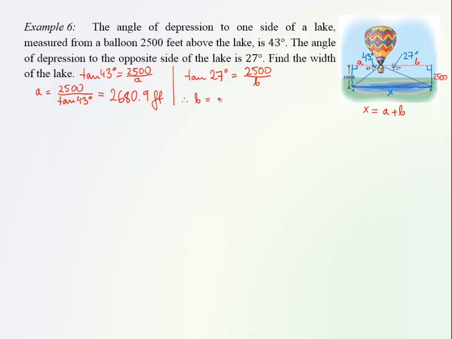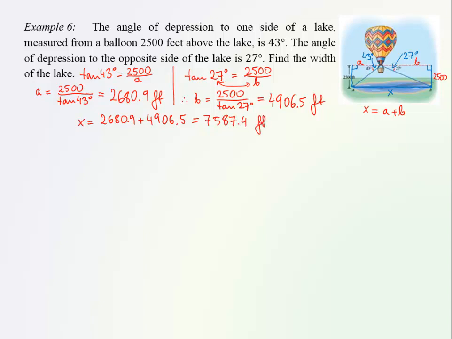Therefore, B, interchange the spots, B and tangent, they will replace each other. So B is 2500 over tan 27, which turned out to be 4906.5 feet. And finally, we need to add these two distances. So 2680.9 plus 4906.5, it's equal to 7587.4 feet. So that's the distance across the lake.